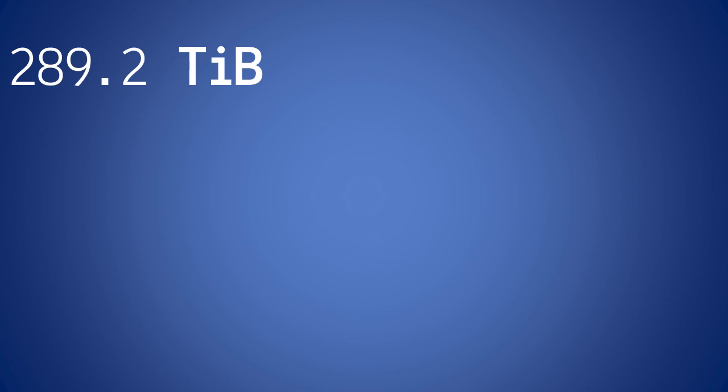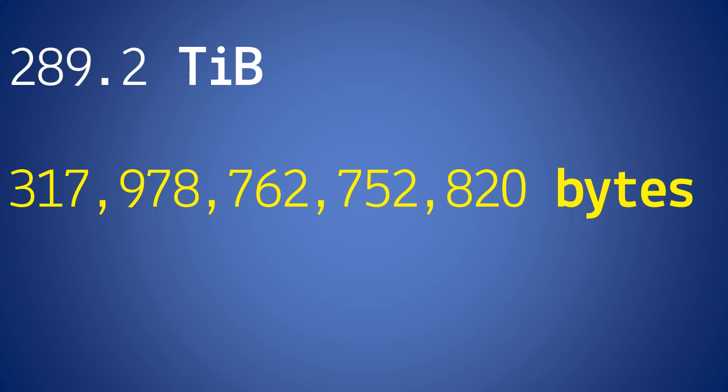Let's see how the numeric value changes when tebibytes is converted to terabytes. 289.2 tebibytes is nearly 318 trillion bytes, which rounds to 318 terabytes. The difference between 289.2 and 318 is fairly significant. Well, that's the end of this video, so I hope that you have a better understanding of the newer binary units now.